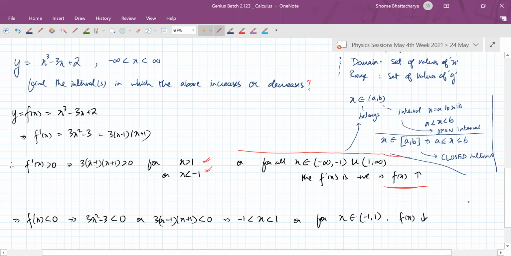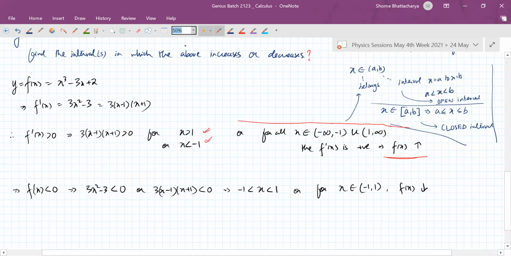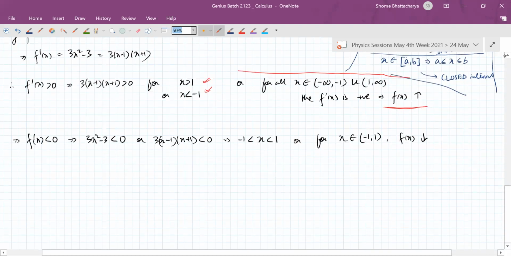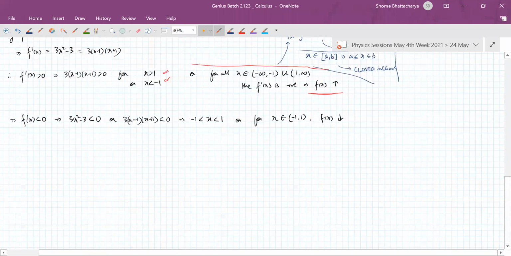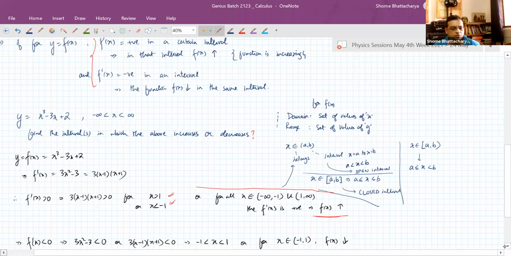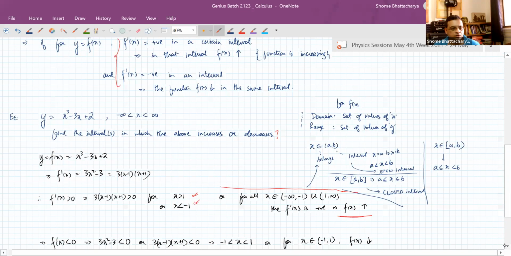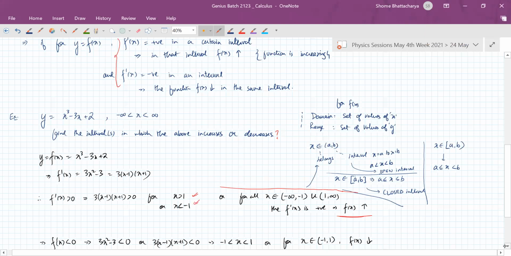Sir, can you zoom out a bit? Yeah. This is fine now? Yes. Yes, sir.